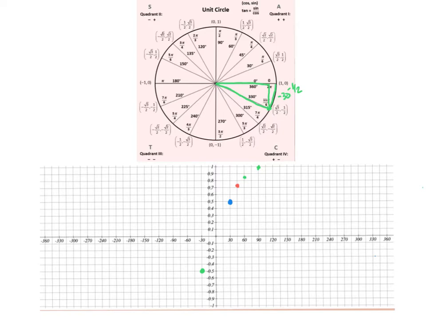Then at negative 45, the next one right here, we have the negative square root of 2 over 2. And remember, negative square root of 2 over 2 is approximately negative 0.707. And then we're going to go down here. And then the next one at negative 60 is going to be negative 0.866. And at negative 90, it's going to be at negative 1.